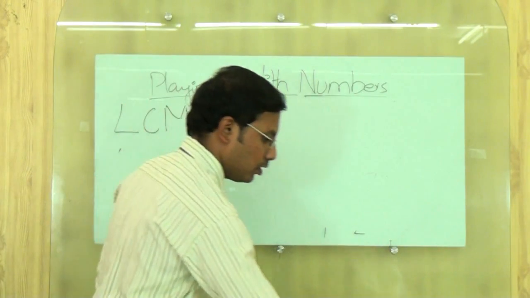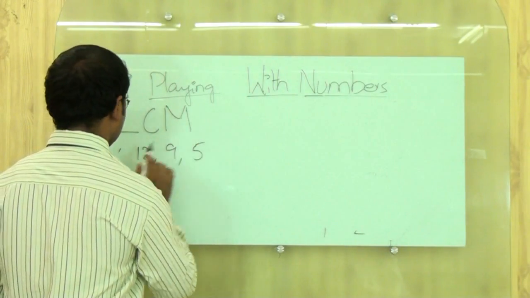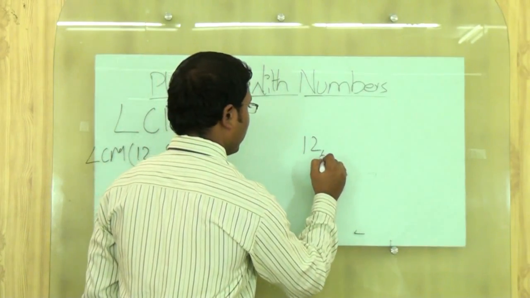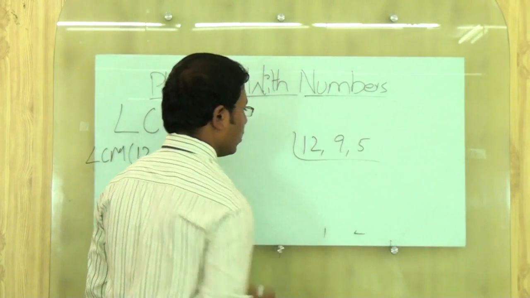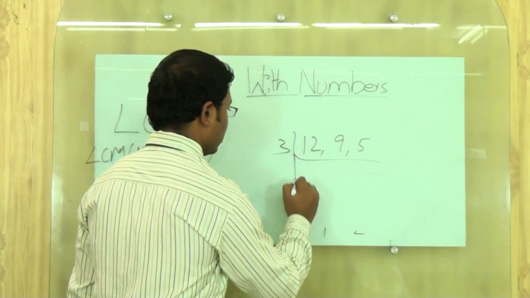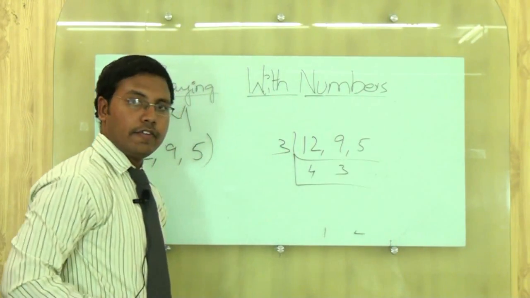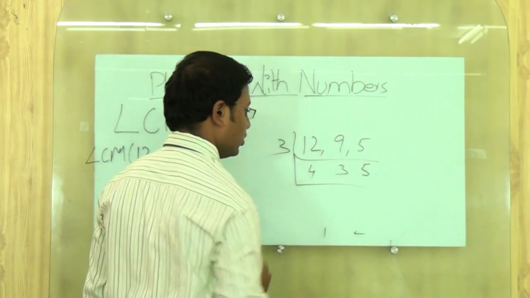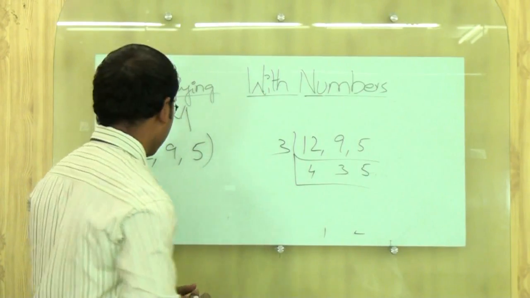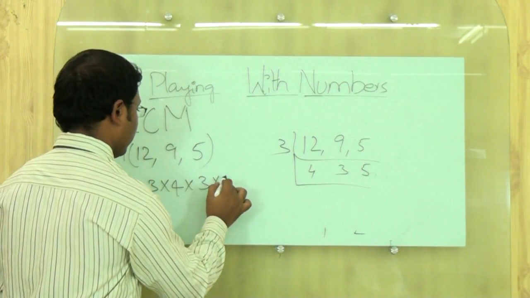Let us take another example by taking three numbers at a time: 12, 9 and 5. LCM of 12, 9 and 5. 12 and 9 are exactly divisible by 3. 3 4s are 12, 3 3s are 9. 5 cannot be divided by 3, so we keep 5 as it is here. We can't further divide these three numbers. So LCM of 12, 9 and 5 is 3 into 4 into 3 into 5.